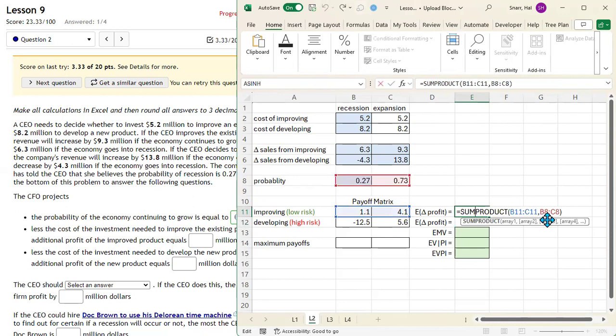Now, because I'm going to drag this down, I want to freeze this red row in row 8. Then I can drag this down.